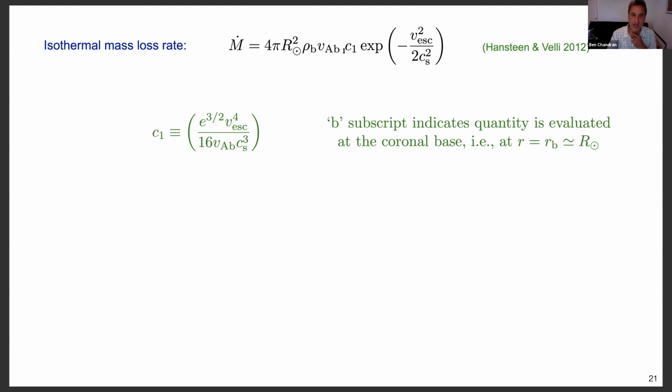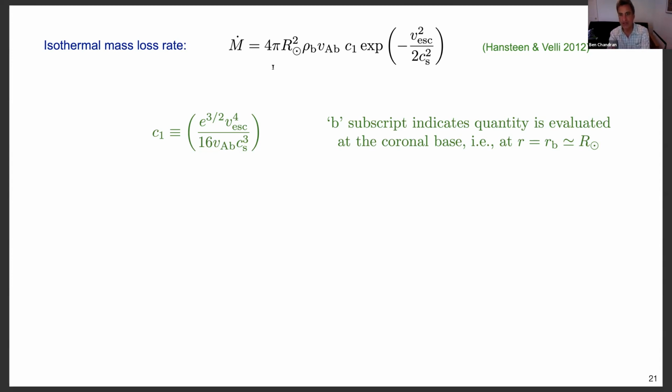I've written this expression slightly differently. It appears that m dot is proportional to the Alfvén speed at the coronal base. Again, the B subscript indicates that the quantity is evaluated at the base of the corona. But that's actually a mirage because this constant C1 that I've defined contains a VA in the denominator. It's just another way of writing what I just wrote on the previous slide.